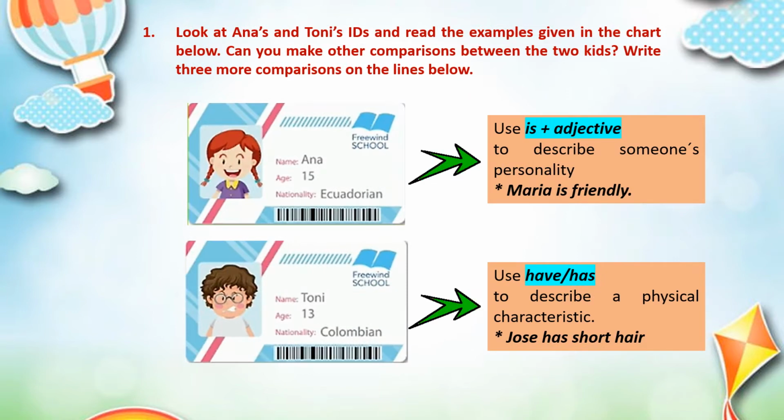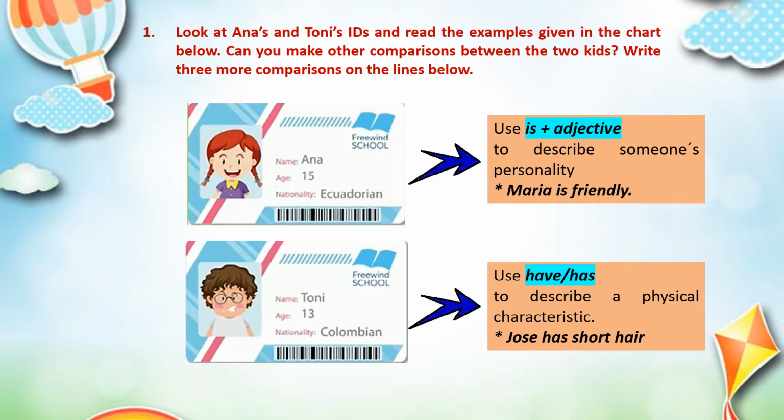Activity number 1. Look at Anna's and Tony's IDs and read the examples given in the chart below. Can you make other comparisons between the two kids? Write 3 more comparisons on the lines below. Okay, over here we have 2 IDs. One belongs to Anna and the other one belongs to Tony. Okay, so we're going to read the content of this first ID.